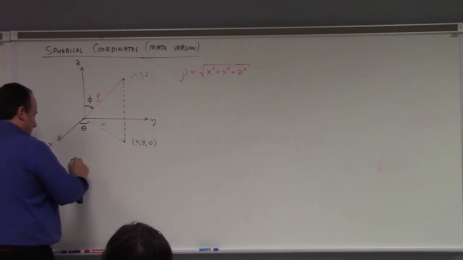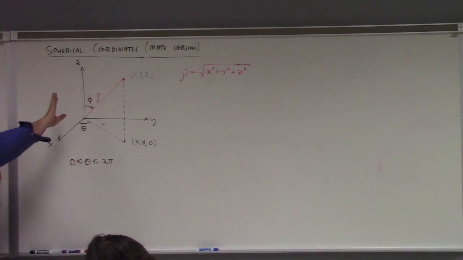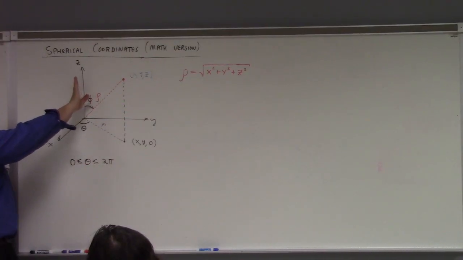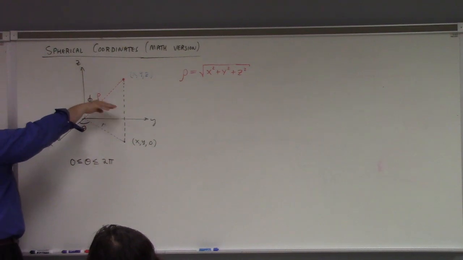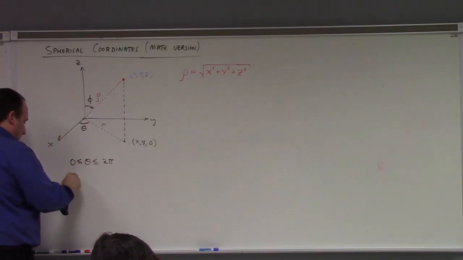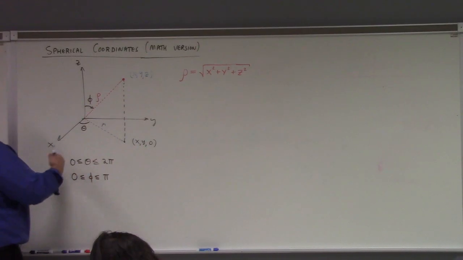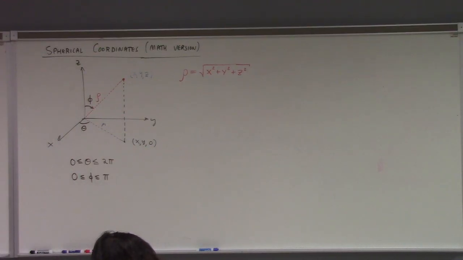Theta ranges from 0 to 2 pi. But phi sweeps from the z-axis, which is phi equals 0, down all the way, and it doesn't need to go past there. So phi is just going to range from 0 to pi. Some people have also proposed calling phi the colatitude, since it's kind of like the latitude for coordinates on the Earth. So yeah. Now let me finish this thought here.